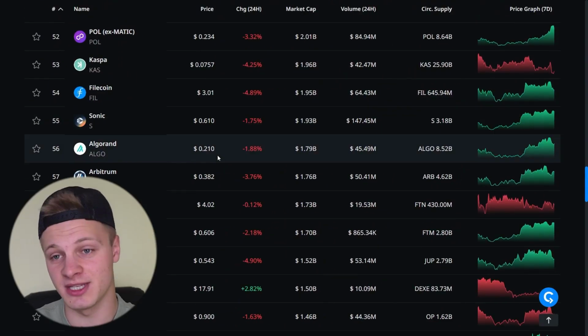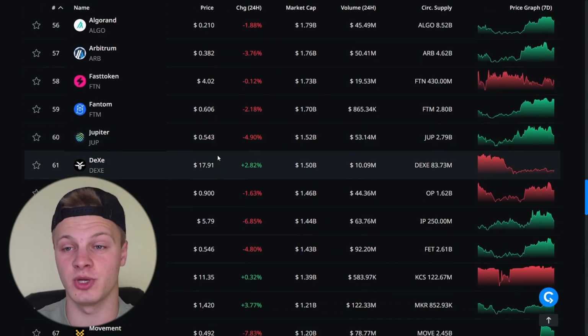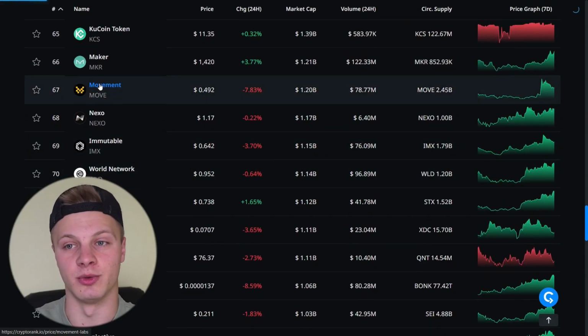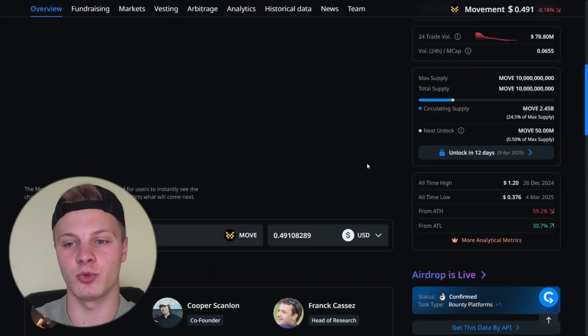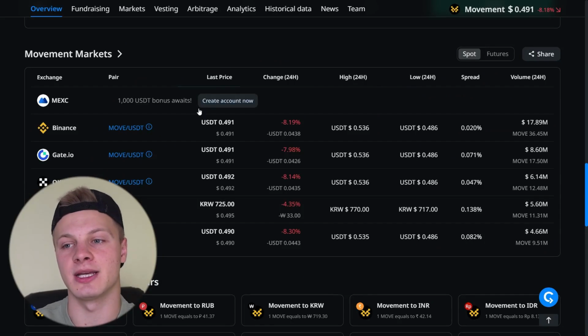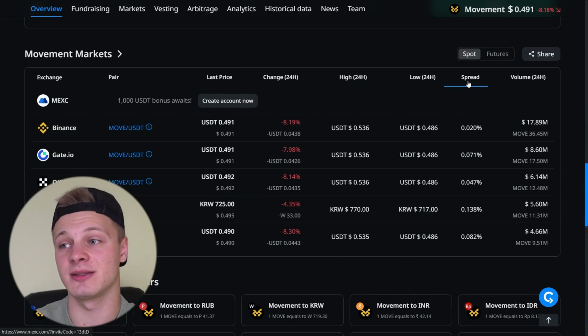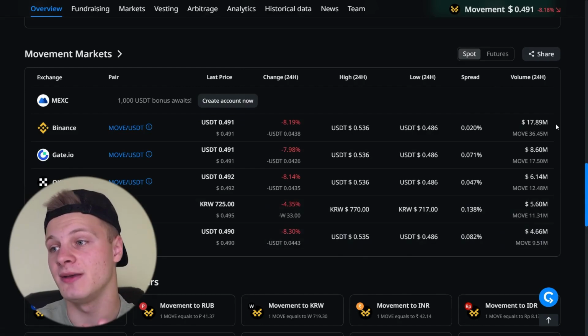Most likely we won't find any arbitrage opportunity right now because you have to monitor everything. It's better to use an arbitrage scanner because it immediately shows you trades with arbitrage opportunities. But you can also use CryptoRank, let's say the movement token. Click on the MVE token, scroll all the way down, and you see movement markets. Here it shows us the price of this token on different exchanges. It will also show the spread, which you can track, as well as the trading volume. Thanks to this, you can also analyze and look for arbitrage opportunities.